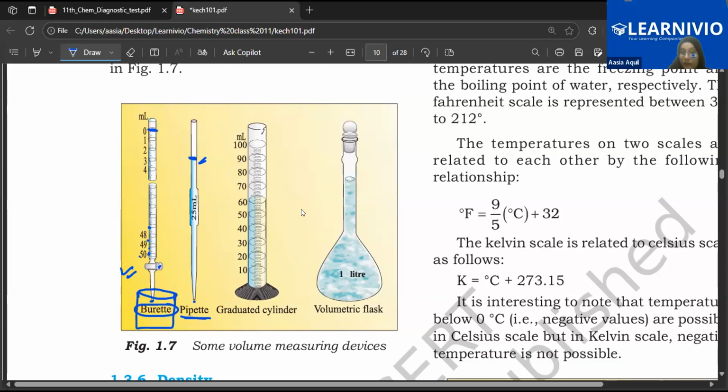Suppose this is a 25 ml pipette. If it is a 10 ml pipette, then a 10 ml symbol will be indicated there, a line will be made. So you will check it. If you ever get a chance to use it in a laboratory, you can check it, and you can use that instrument very easily.